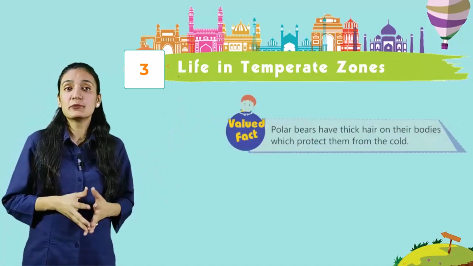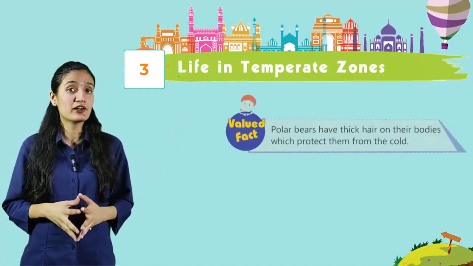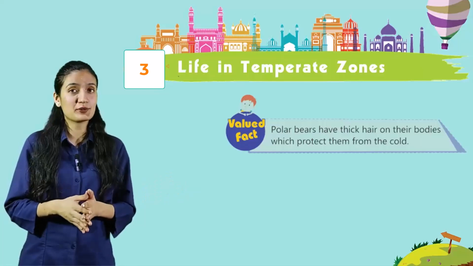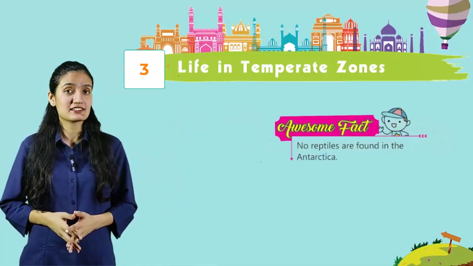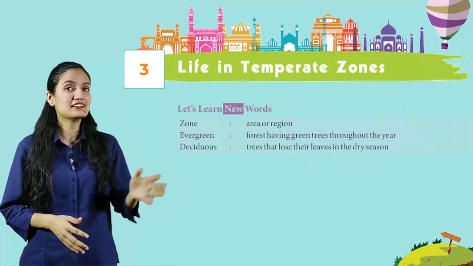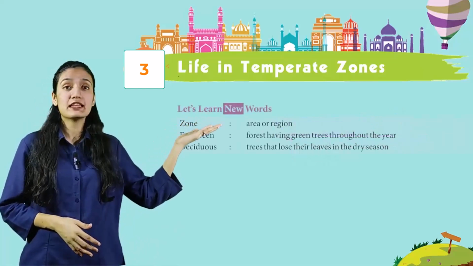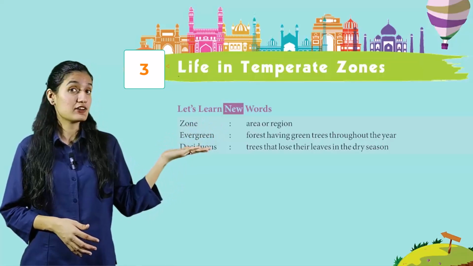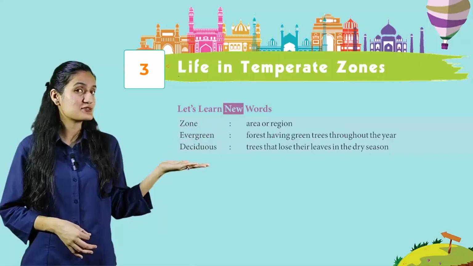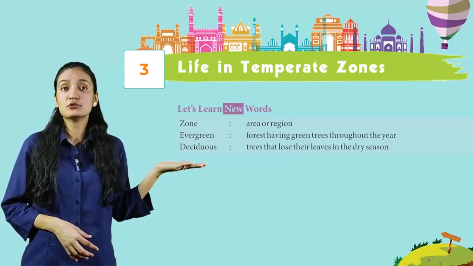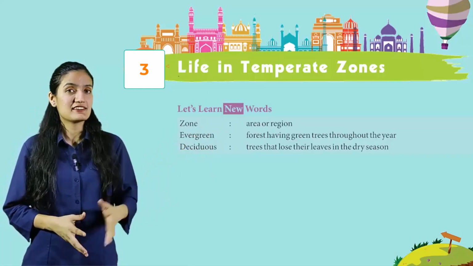Valued fact: polar bears have thick hair on their bodies which protects them from the cold. Awesome fact: no reptiles are found in the Antarctica. Now, let's learn new words. Zone: area or region. Evergreen: forest having green trees throughout the year. Deciduous: trees that lose their leaves in the dry season.